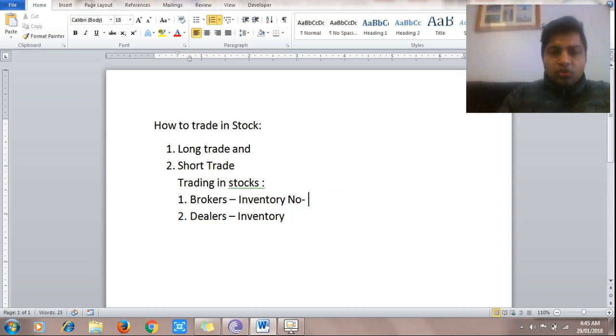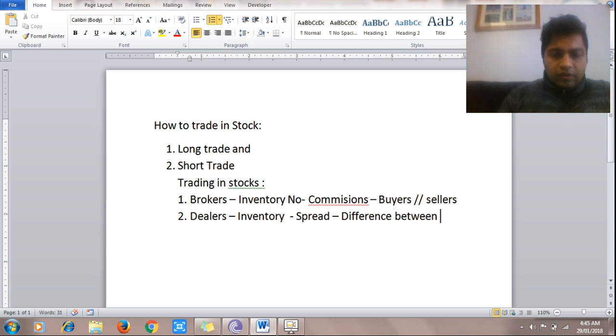Now the important point to note is that brokers generally charge commissions, and they charge commissions from both buyers as well as sellers. Dealers do not charge commissions, they create a spread. Spread is nothing but the difference between the buying price and the selling price, and that is their margin or gain.